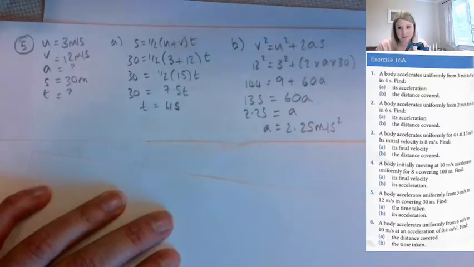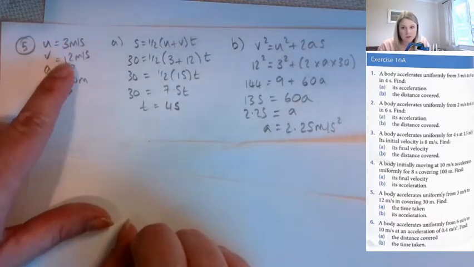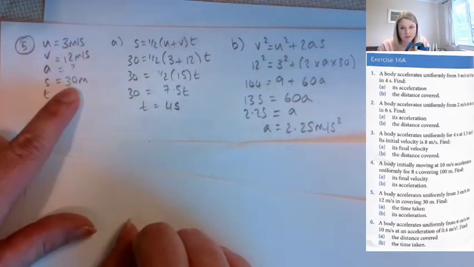Okay, and then 5. A body accelerates uniformly from 3, so that's U, to 12 meters per second, covering 30 meters, so S is 30.